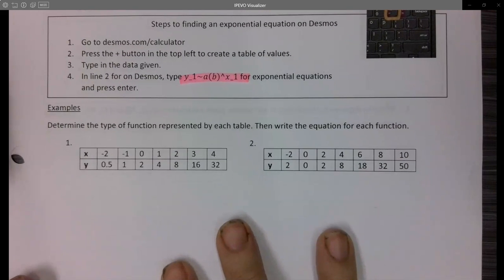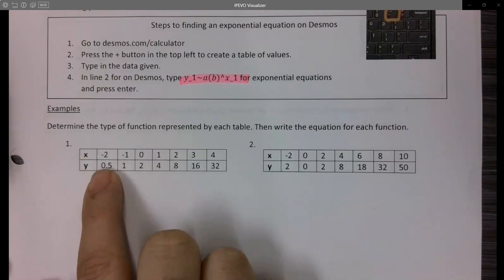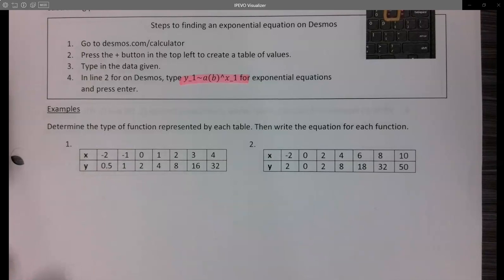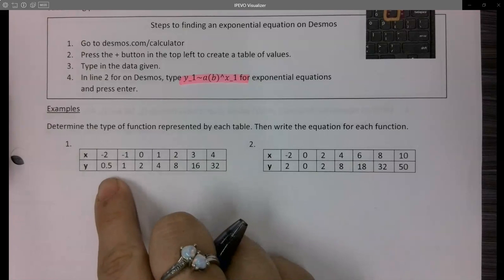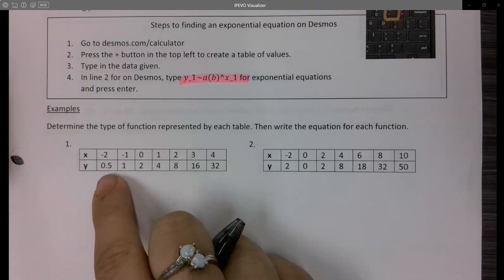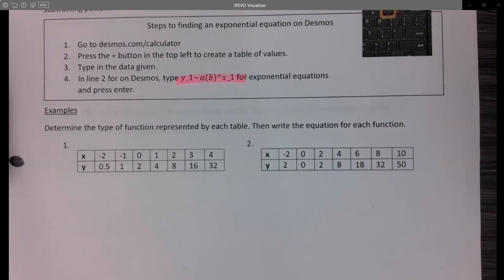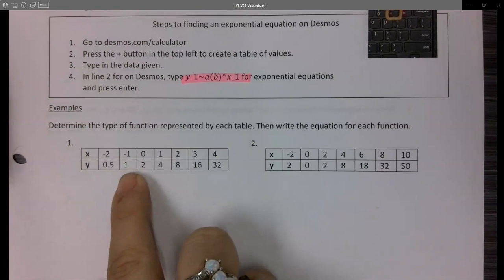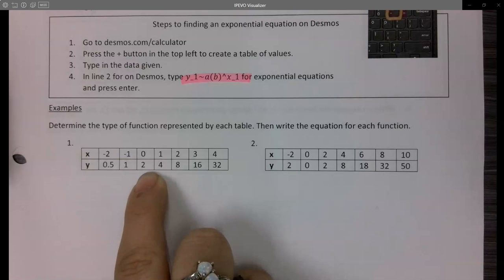On this first table, it gives me a bunch of numbers, and I want to figure out what the pattern is, how I'm going from each of these numbers. How do I go from half to 1? Do I add, subtract, multiply, or divide? I'm just looking at the bottom numbers, not the top. Do I add 0.5 to 1 to get 2? No. So this isn't adding.